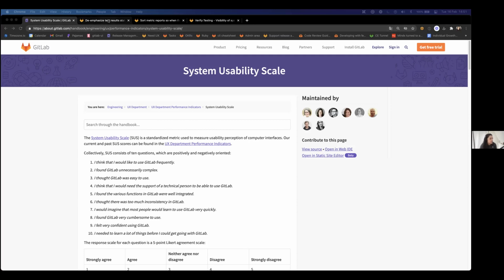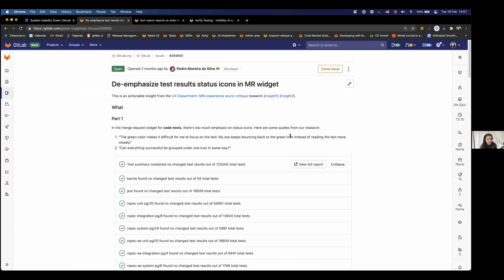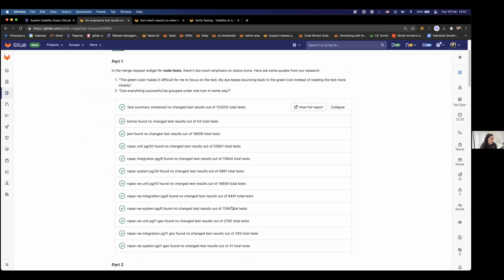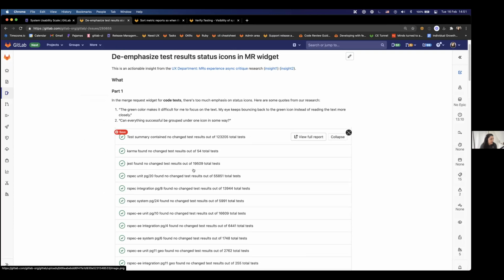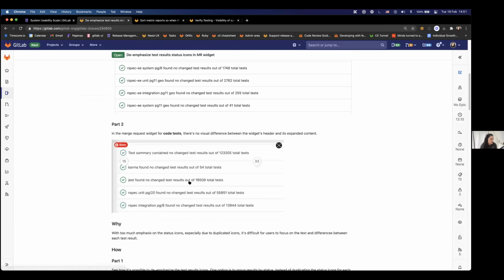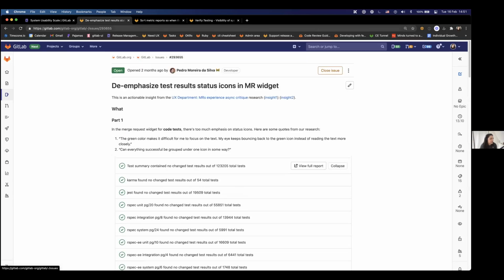In this milestone in particular, we're going to be working on de-emphasizing the test results icons for the merge request widget. This issue is about making some of these icons less prominent on the UI so that users can consume the information easily. Today it's difficult for users to know the difference, and they don't pay a lot of attention to the copy, they just look at the green icons.